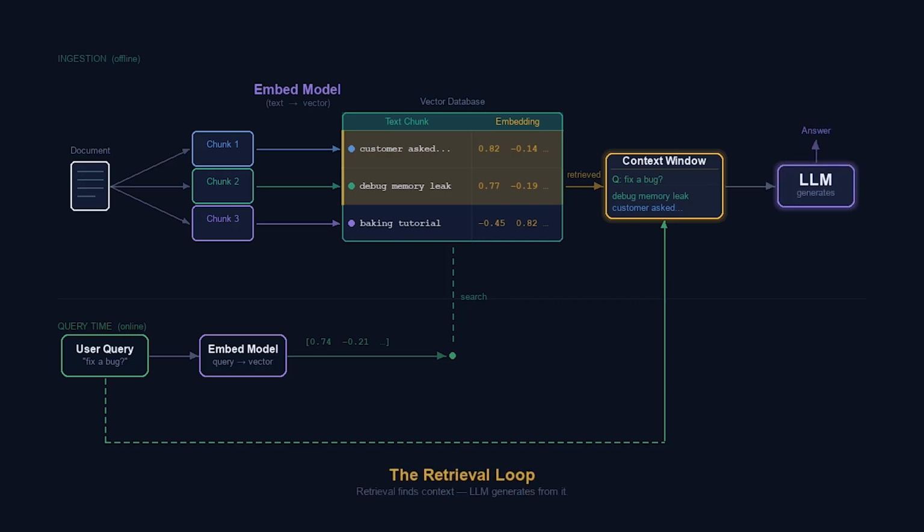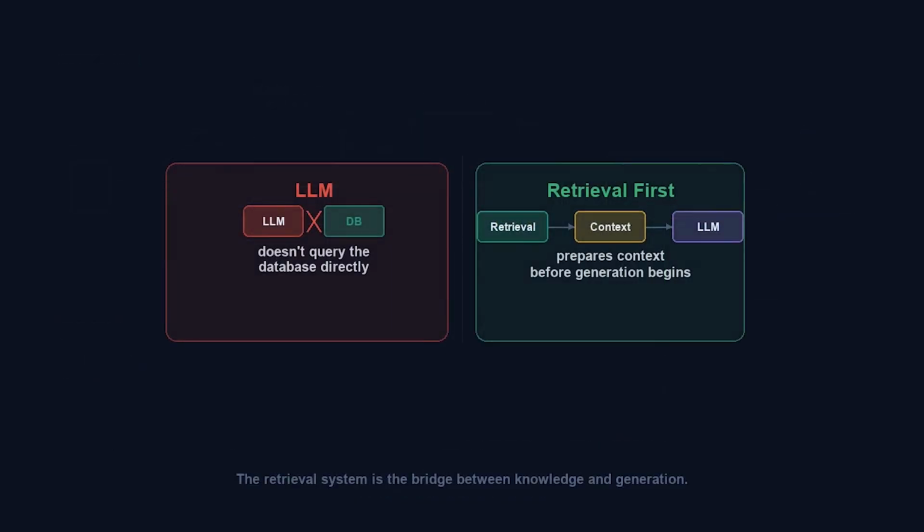That's the retrieval loop. The language model itself is not searching the database directly. The retrieval system prepares the context first. So you can think about it as sophisticated prompt engineering where you provide the right context. This is why RAG systems can answer questions about information the LLM was never originally trained on.